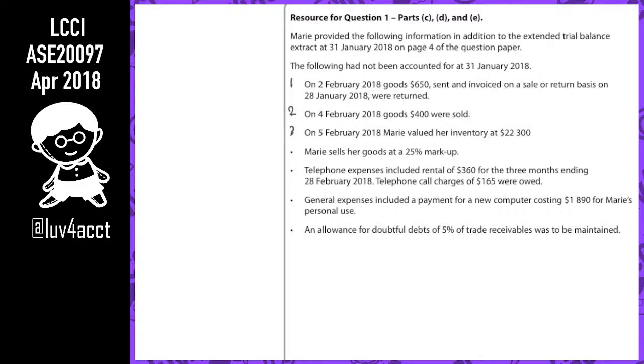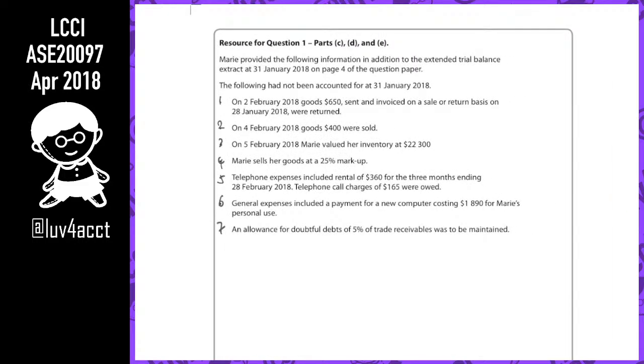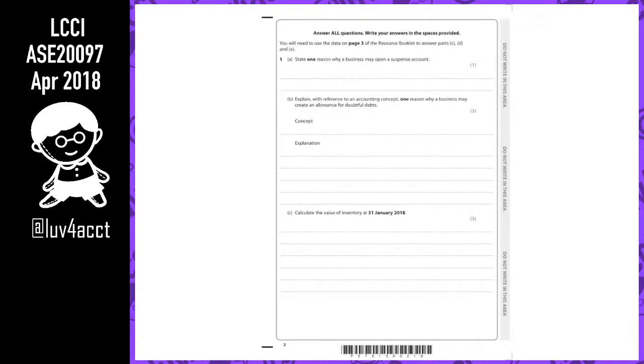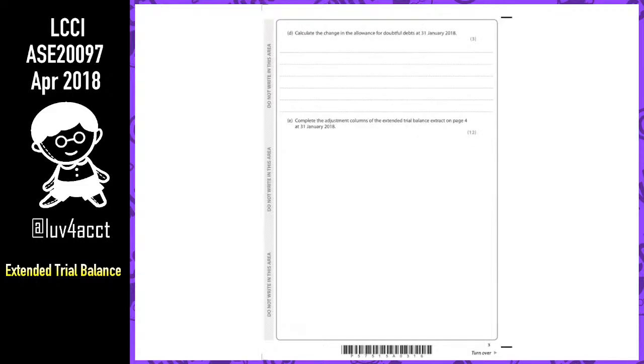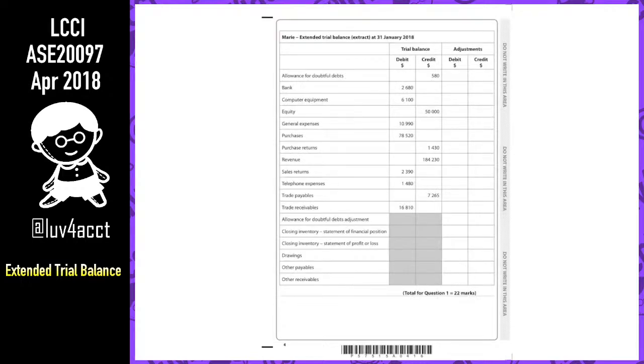1, 2, 3, 4, 5, 6, 7 items. And then of course it is extended trial balance. We have to calculate. Let me update this first. Extended trial balance. Work on some questions and then the extended trial balance. 22 marks.